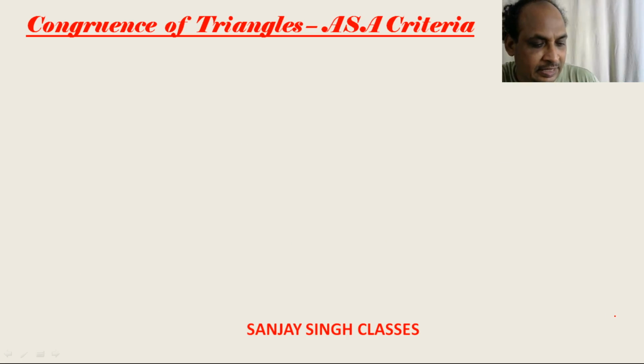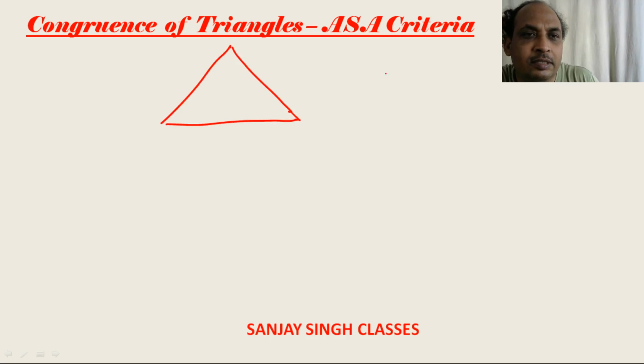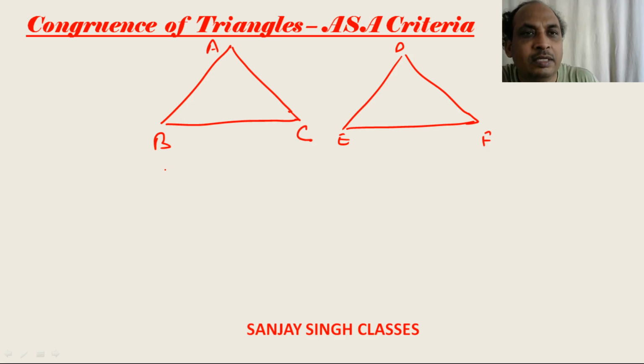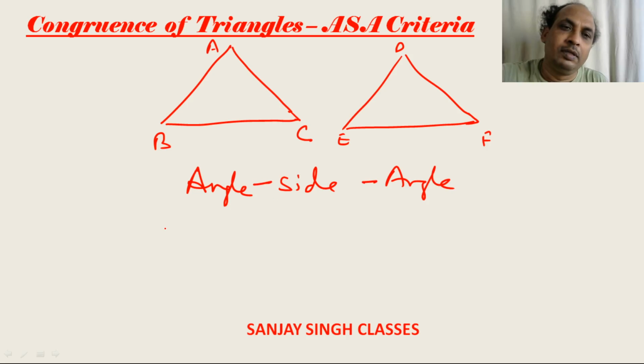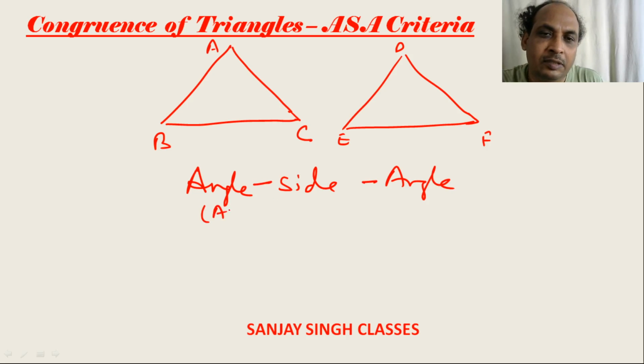Another one is the ASA criteria. I will not be writing more here because you already know how to write. So if two triangles DEF and ABC are given to us, here we have angle, side, angle. That is A, that is S, that is A.